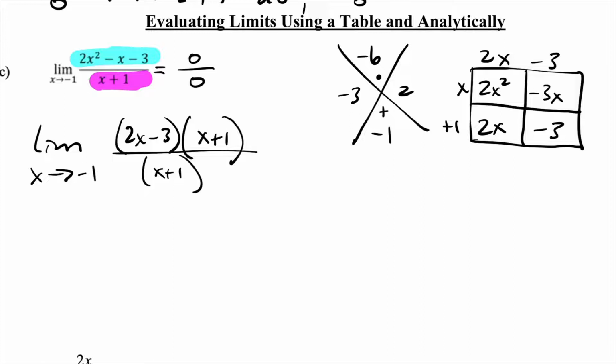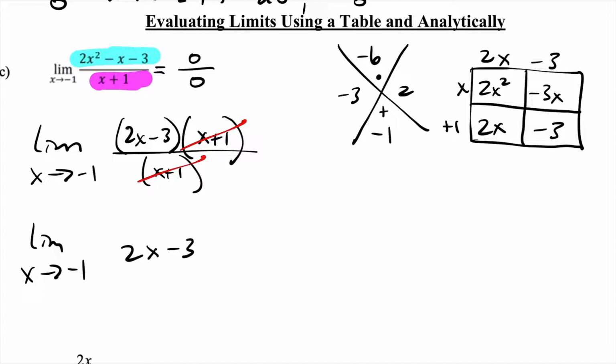That's my next question. I can now cancel them out because they're factored, right? That's going to create a hole at -1. Yep. That's what's left, right?